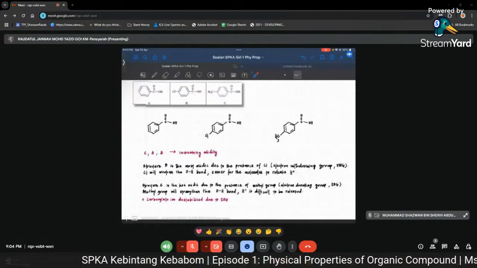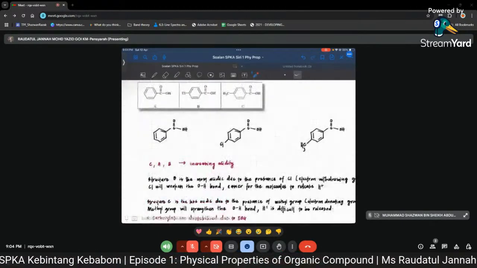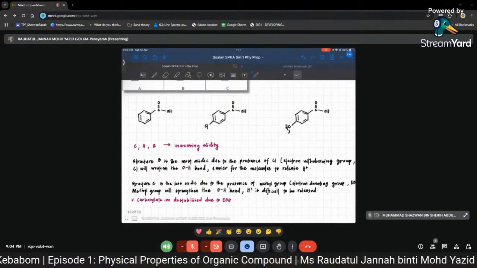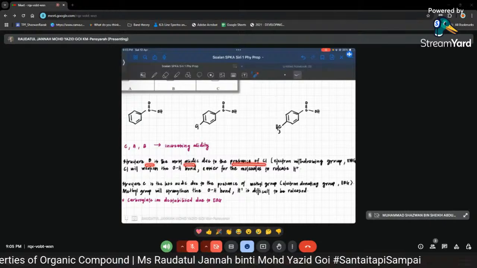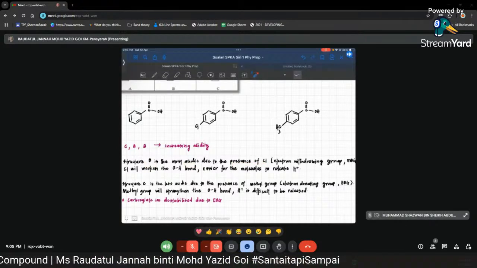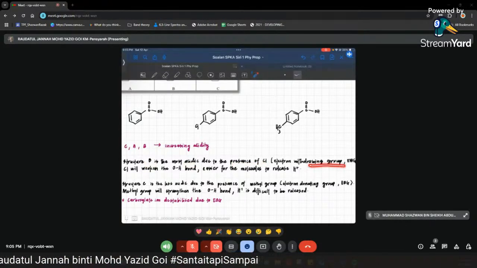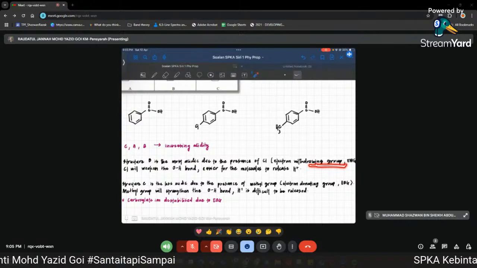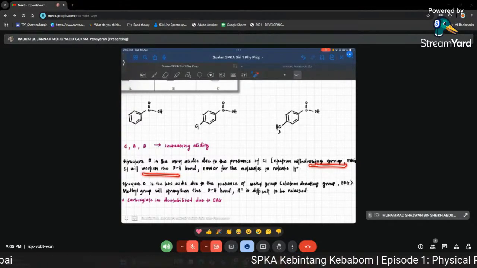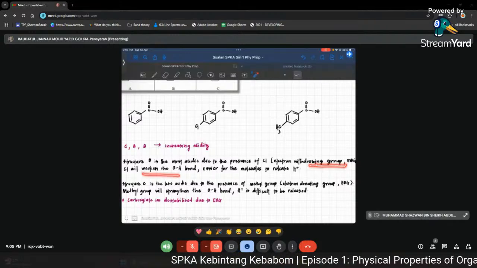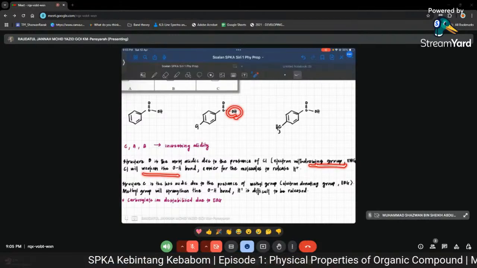Okay, so by this you can simply say that structure B is the most acidic due to the presence of chlorine. So you boleh bagi tahu chlorine is actually an electron withdrawing group. So the presence of chlorine will weaken the OH bond. Maksudnya kalau you ada chlorine dalam you punya structure, OH bond you akan jadi lemah atau senang putus.